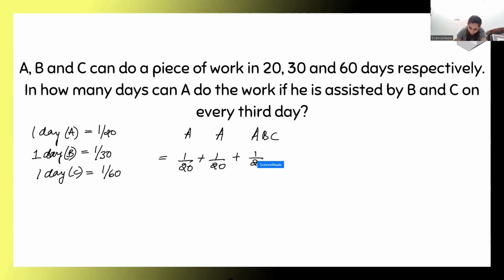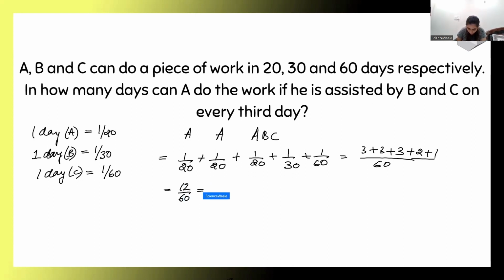So we'll be adding the 1 day work of all the three. So 1 by 20 plus 1 by 30 plus 1 by 60. If we take 60 as the LCM, this is 3 plus 2 plus 1. All right. So this is 3 plus 2 plus 1, which is 6. So this is 6 by 60, which is 1 by 10. So in 3 days, 1/5 of the work is done.